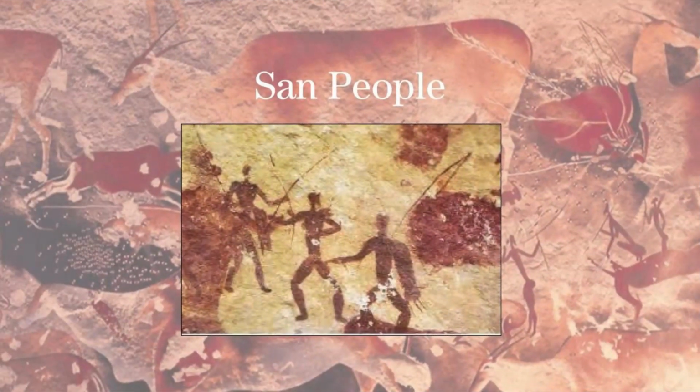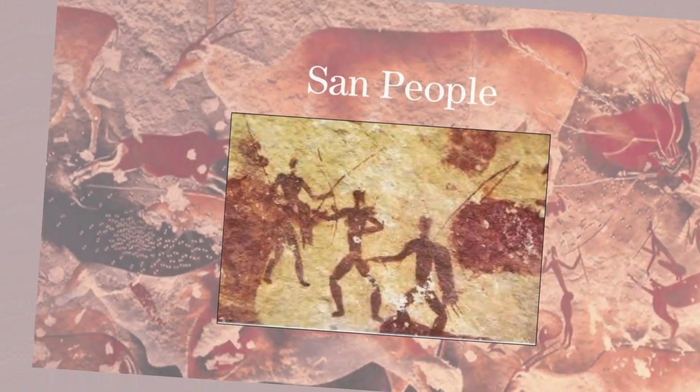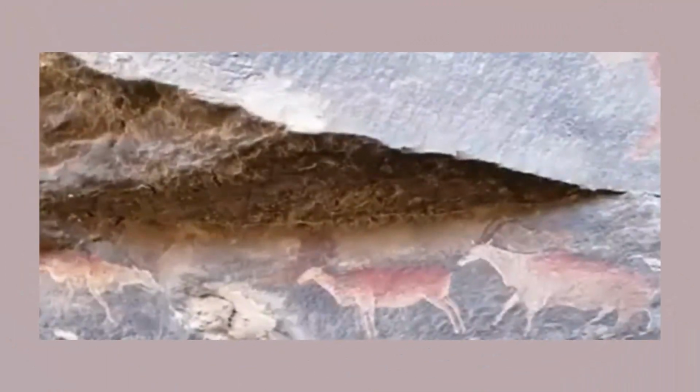Who are the San people? The San people are indigenous hunter-gatherer people who have inhabited southern Africa for thousands of years. They traditionally lived in small nomadic groups and survived by hunting wild game and gathering wild plants.